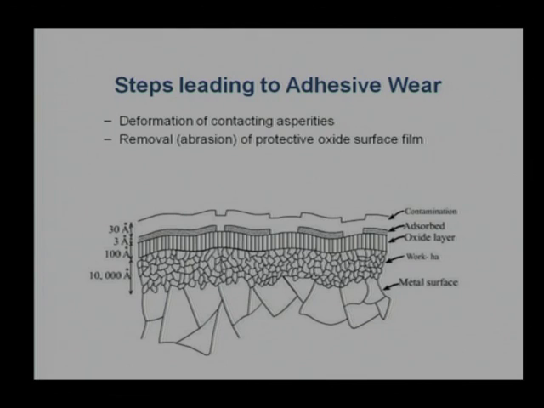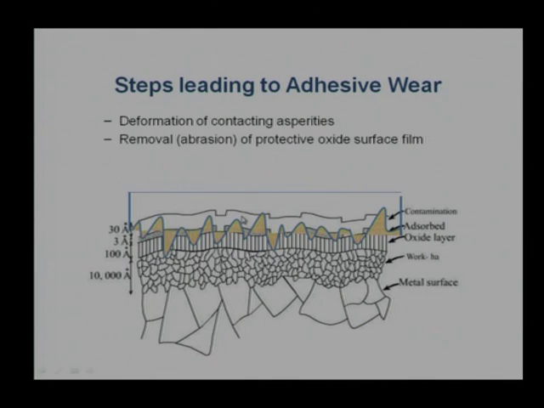Asperities come into contact with material and deform the surface. It's something like this. I am assuming this is one surface, a rough surface, coming under load to the other surface. The other surface has a contamination layer, an adsorbed layer, an oxide layer, a work hardening layer, and the metal surface, which was shown earlier in the friction lecture. But when this rough surface comes into contact, it will start deforming the contacting asperities or the surface opposite to this main surface.